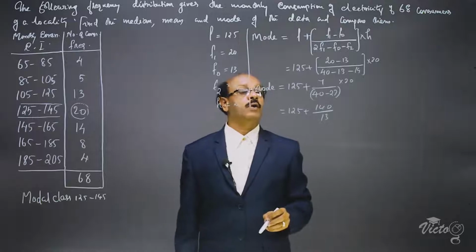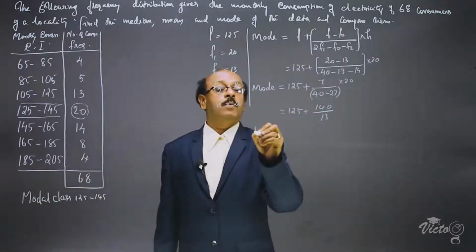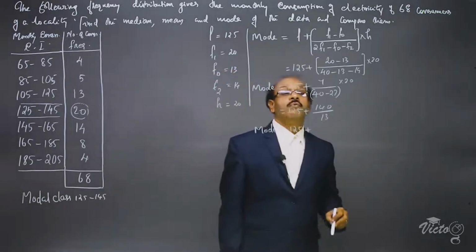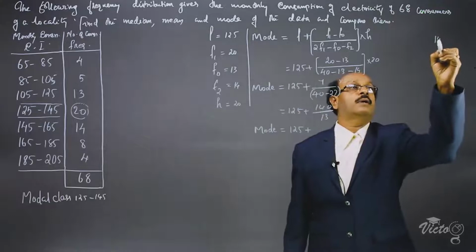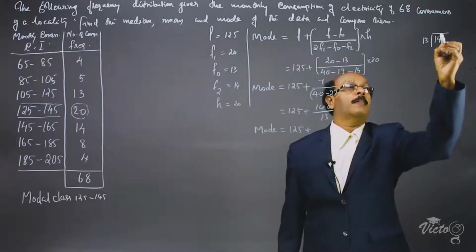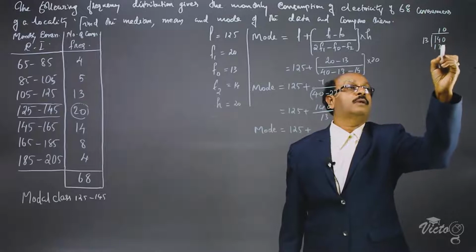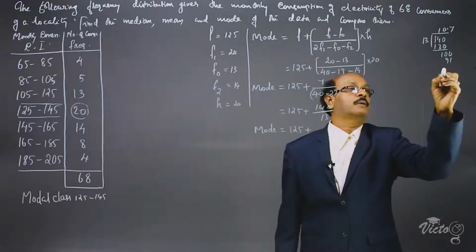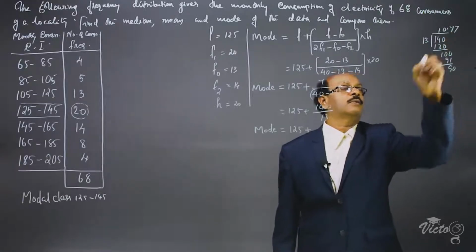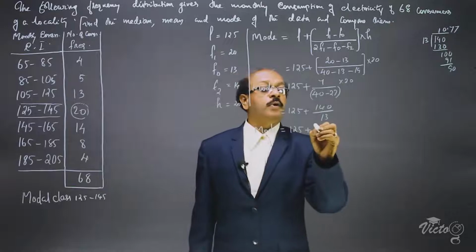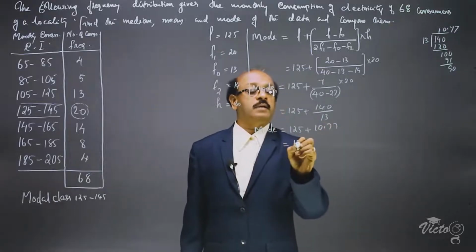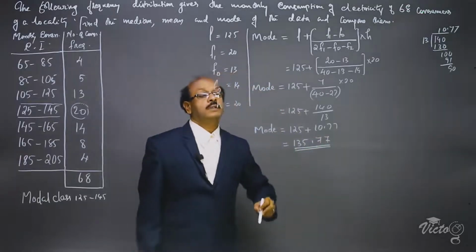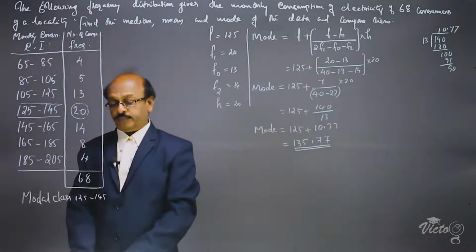Now we have to divide 140 by 13. Mode is equal to 125 plus 140 by 13. Dividing 140 by 13 gives 10.77. That is 125 plus 10.77, so we are getting the value of mode as 135.77.